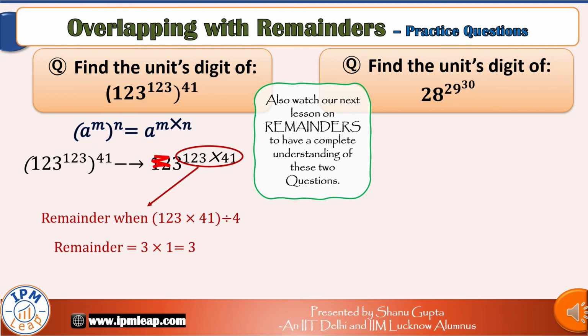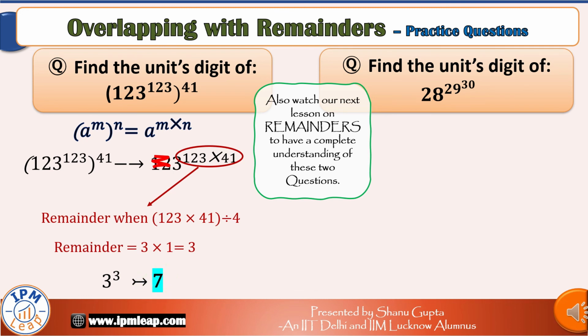123 divided by 4 leaves remainder 3 and 41 divided by 4 leaves remainder 1. So our net remainder for 123 into 41 will be 3 into 1, that is 3. That means the power lies at the third step of the cycle. And units digit will be the same as that of 3 raised power 3, which is 27 and ends in 7. Our answer is 7.